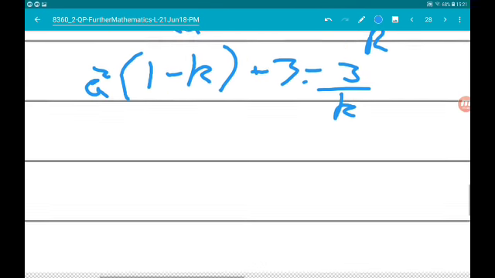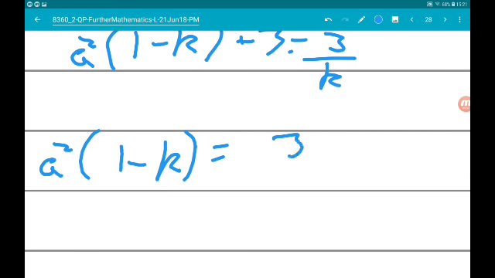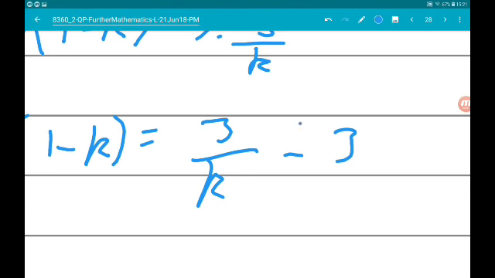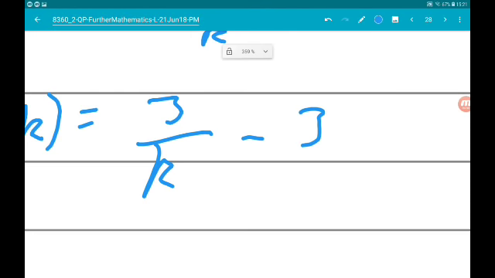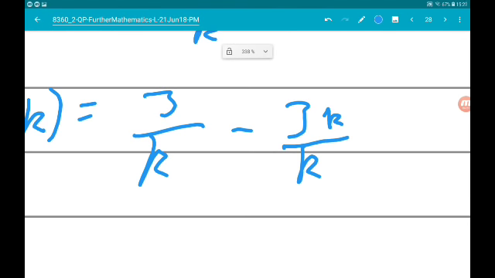Let's get rid of that 3. So A squared times 1 minus K is equal to 3 over K minus 3. Now let's go for turning the right hand side into a single fraction. So if we go for common denominators, we need to multiply minus 3 by K over K. So this right hand side is 3 minus 3K over K.